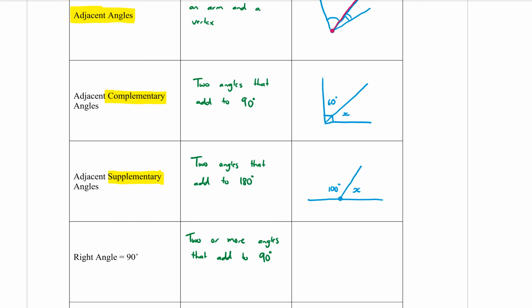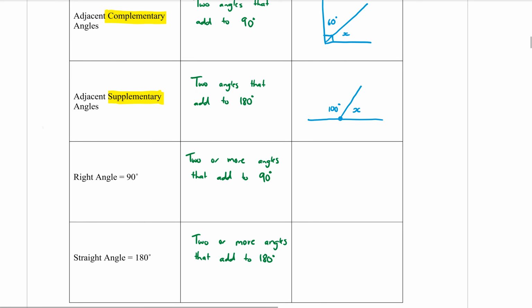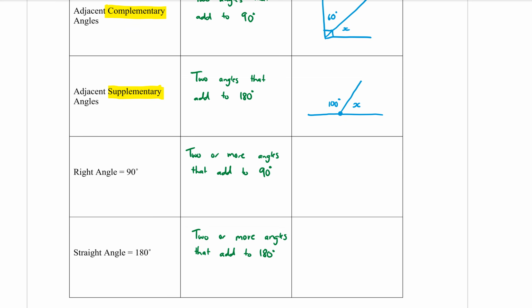Now, the last two that are here, it's going to sound a little bit repetitive. The next one says right angle equals 90 degrees. These are the reasons that you're going to need to give when you are finding values and you're told to give reasons for your answers. So this one is right angles equal 90.